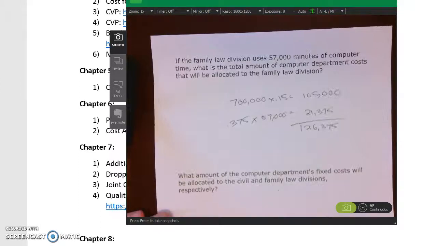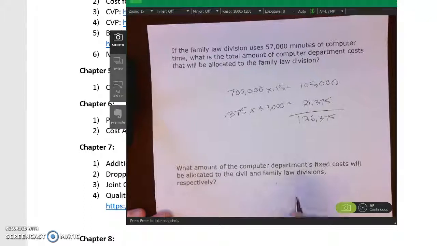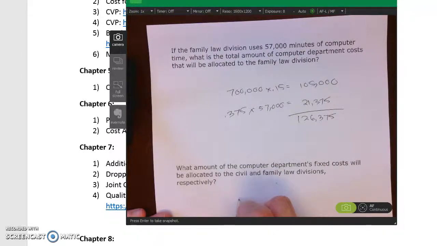Okay? What amount of the computer department's fixed costs will be allocated to civil law? So for civil, it's 25%.